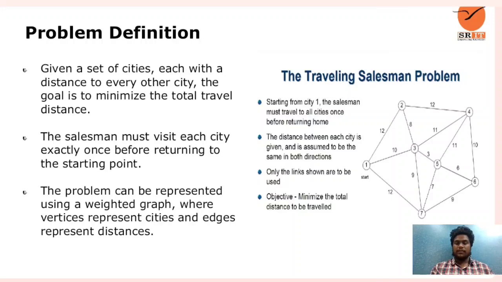Starting from city 1, the salesman must travel to all cities once before returning home. The distance between each city is given and it is assumed to be the same in both directions. Only the lengths shown ought to be used. The objective is to minimize the total distance to be traveled.